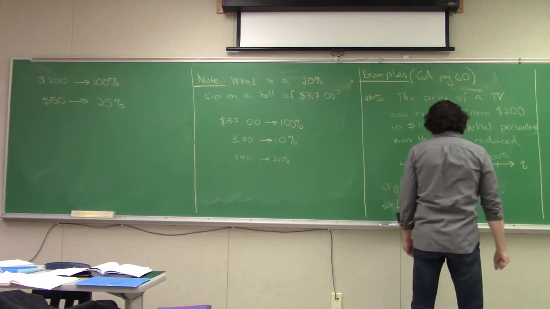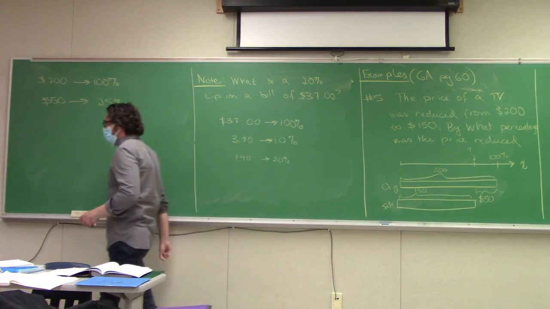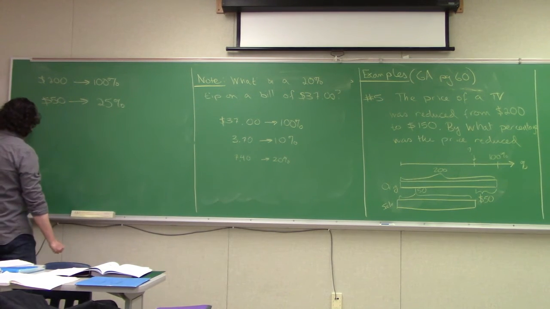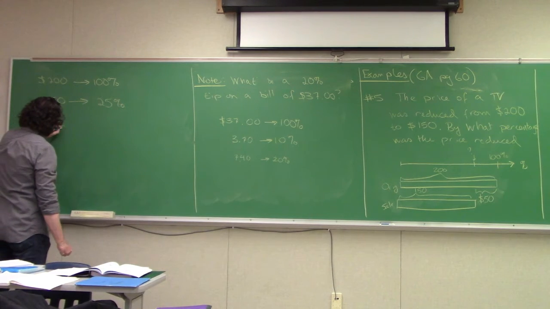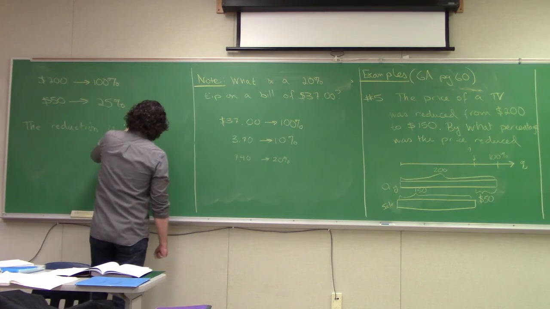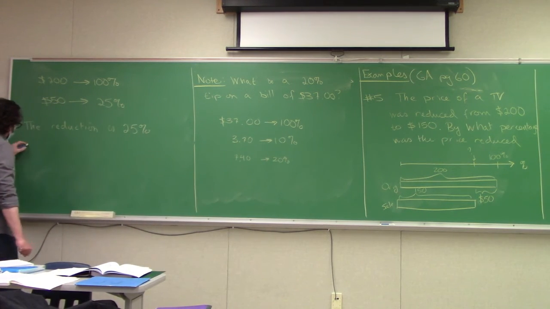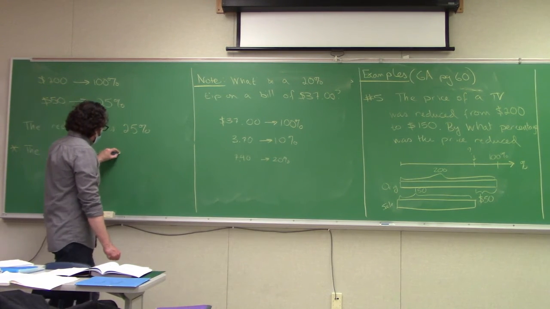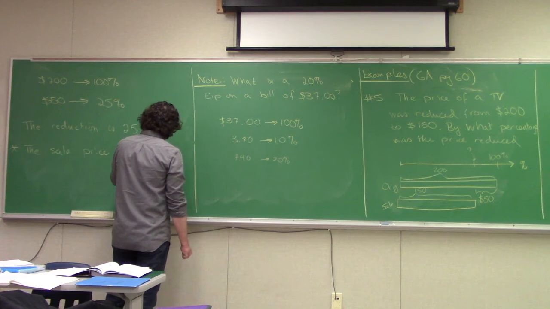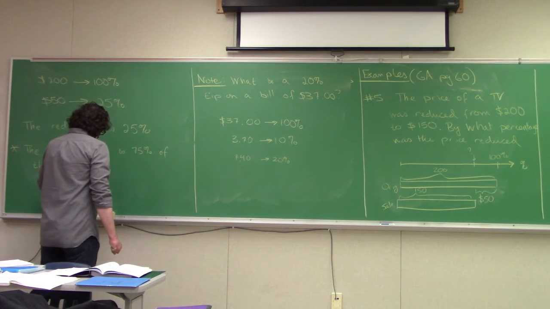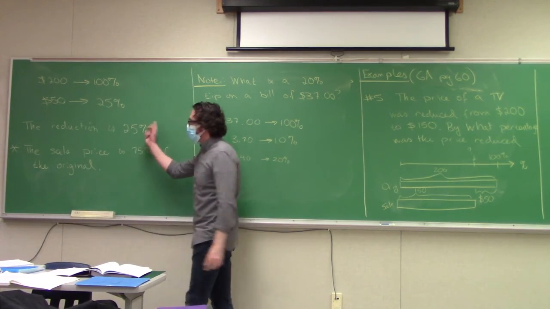Okay, so, let me see, I'm going to write down something wrong. Don't write that down. Okay, I guess, yeah, we've got that. This is right, never mind. The reduction is 25%. I thought they were asking this, but they weren't. Okay, so the sale price, the reduction is 25%.